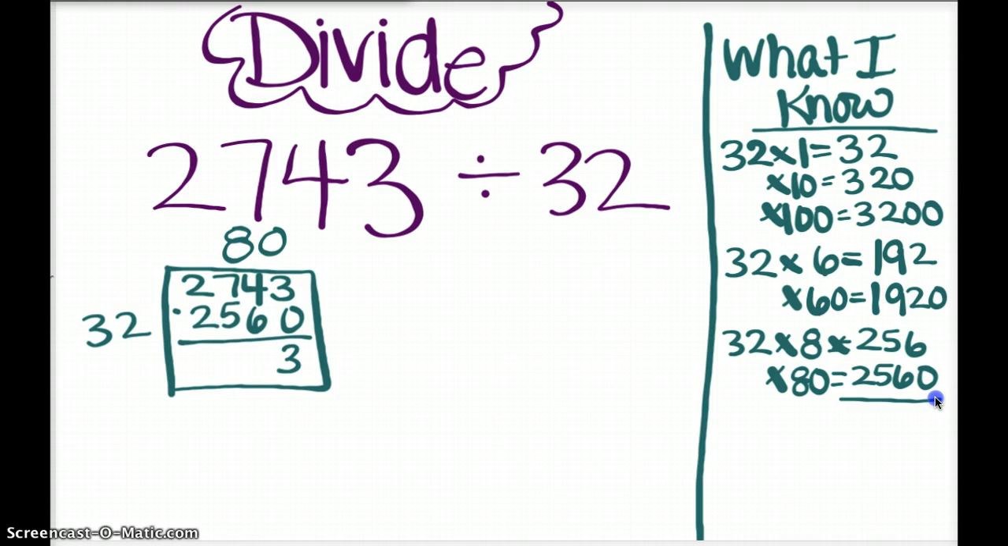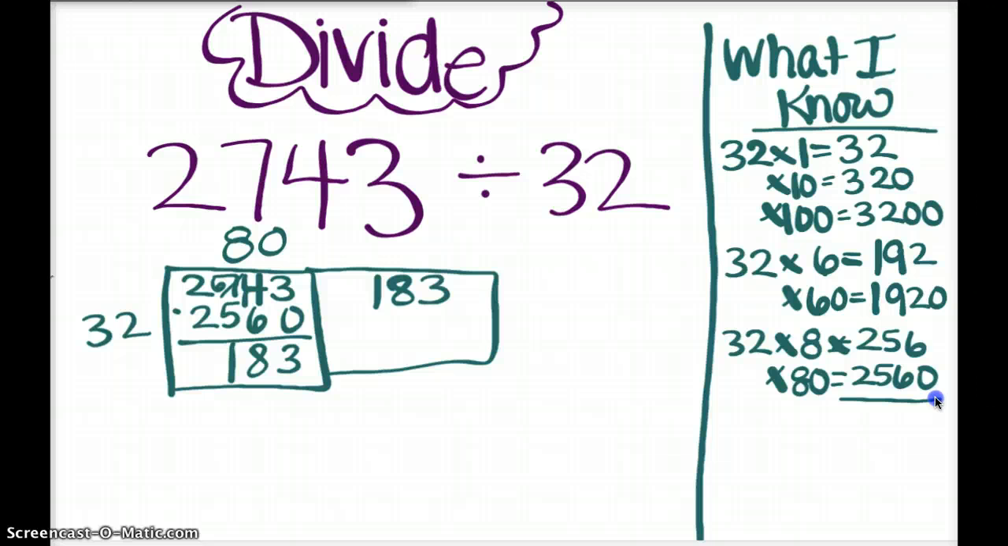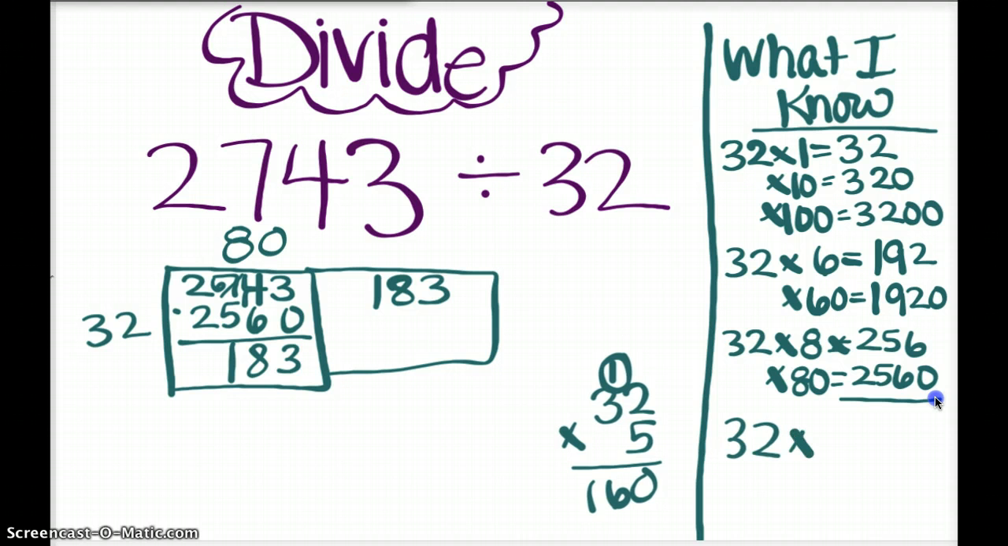I can't do 4 minus 6, so I'm going to borrow. And that becomes 14. 14 minus 6 is 8. 6 minus 5 is 1. 2 minus 2 is 0. So I'm going to move my difference up to a new box. And now I want to get close to 183. Well, times 6 was too high. So I'm going to go ahead and try times 5. And that gives me 160. So I'm going to go ahead and put a 5 up here.